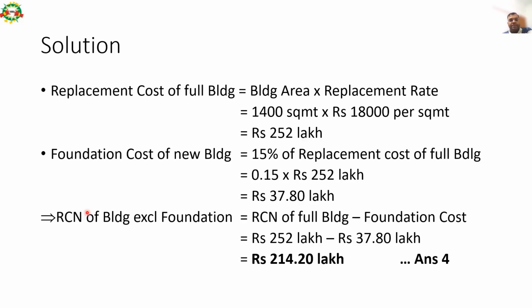Then that means RCN of building excluding foundation. So if we deduct foundation cost from the full building, then we will get RCN, replacement cost new, of the full building excluding foundation cost, equal to RCN of full building minus foundation cost. It is equal to 252 lakhs minus 37.80 lakh calculated above, equal to 214.20 lakh, the RCN of building excluding foundation. So this is the answer to question number 4 given in the question.